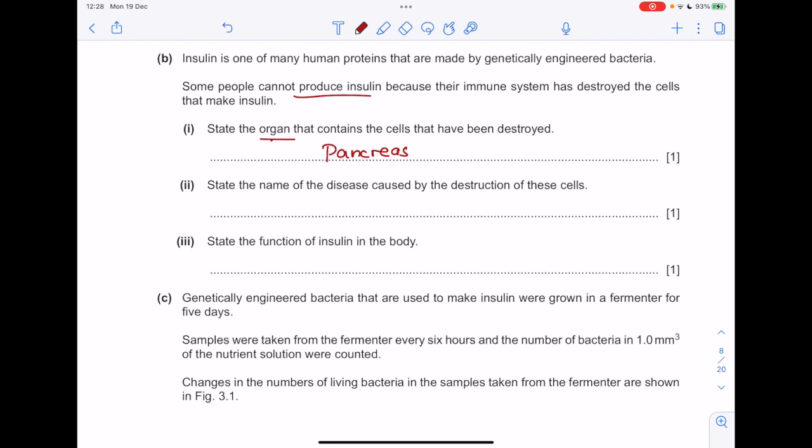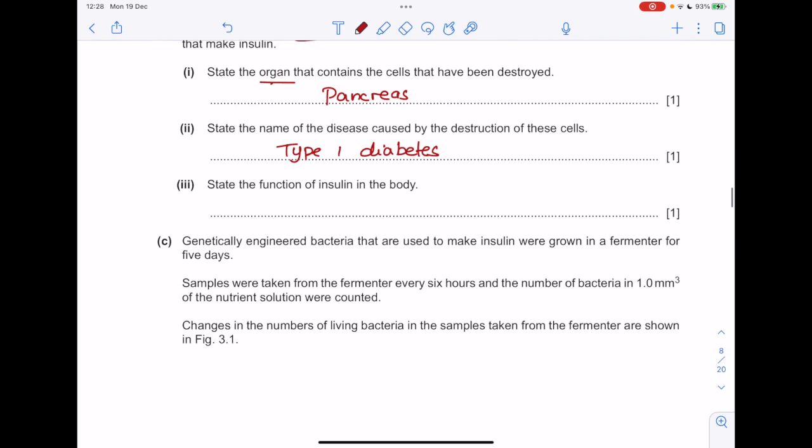State the name of the disease caused by the destruction of these cells. Ideally, you'd point out that it was type 1 diabetes. Remember, that has a genetic cause. State the function of insulin in the body to lower blood glucose levels. Remember, it converts the glucose to insoluble glycogen.